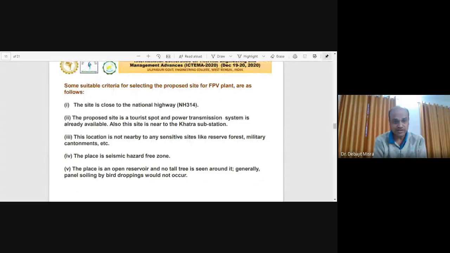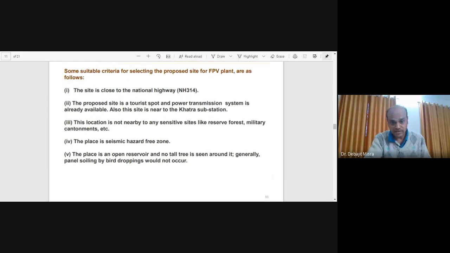First of all, this area is already used for tourism purposes. It is connected to the nearby Khatra substation, the national highway is close to the site, the place is a seismic hazard free zone, and there is no tall tree. If there is a tall tree, then birds can soil the panels, but that is not happening here.